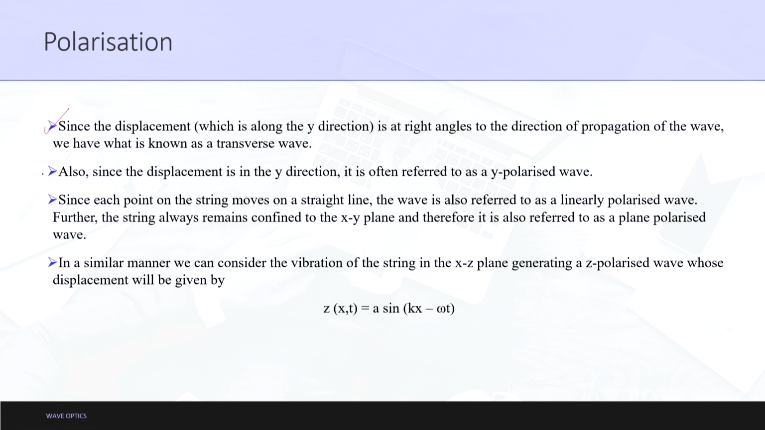Since the displacement is in the y direction, it is also referred to as a Y polarized wave. So if we are only considering Y polarization, then it is known as a Y polarized wave. Since each point on the string moves on a straight line, the wave is also referred to as a linearly polarized wave. So what does it mean by linearly polarized wave?